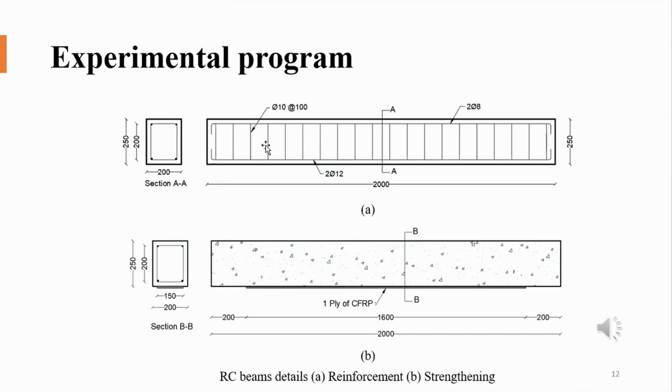All of them were strengthened with the CFRP sheet. The beams were 2,000 millimeter in length, and the reinforcement consisted of 2 12 millimeter rebars at the bottom and 2 5/8 rebars at the top. They were heavily reinforced in shear with 10 millimeter stirrups at 100 millimeter spacing. The cross section was 250 millimeter in depth and 200 millimeter in width.